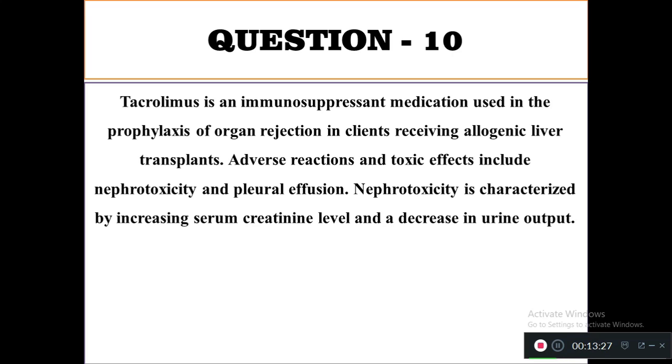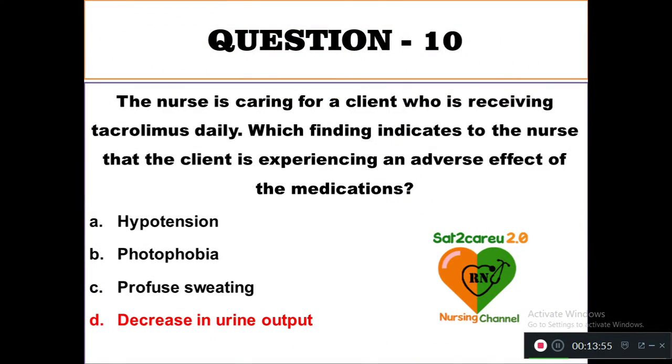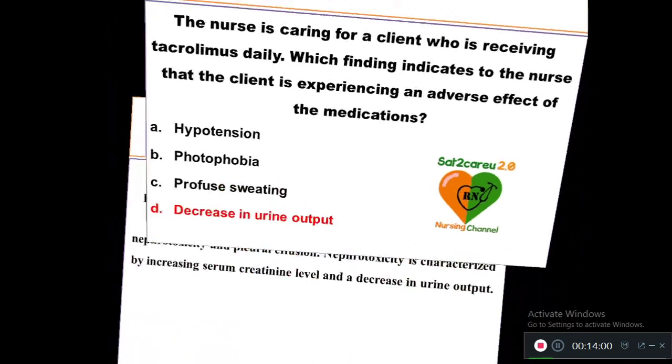Tacrolimus is an immunosuppressant medication used in the prophylaxis of organ rejection in clients receiving allogeneic liver transplant. Adverse reactions and toxic effects include nephrotoxicity and pleural effusion. Nephrotoxicity is characterized by increased serum creatinine level and decrease in urine output. Hence, the side effect or adverse effect of this medication would be decrease in urine output.